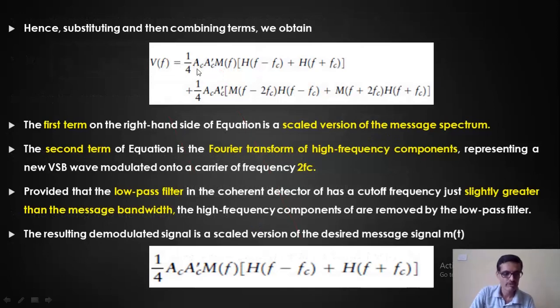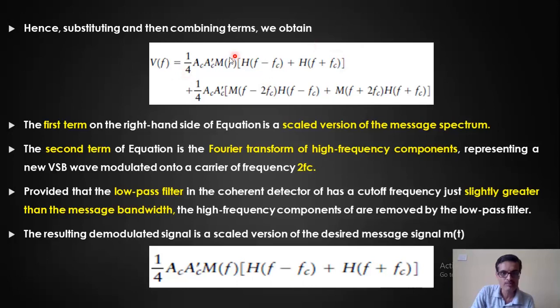I'll get V of f equal to 1 by 4 AC dash [M of f into H of f minus Fc plus H of f plus Fc] plus half of AC dash [M of f minus 2 Fc multiplied by H of f minus Fc plus M of f plus 2 Fc into H of f plus Fc]. Now, out of these two components, just look at this.